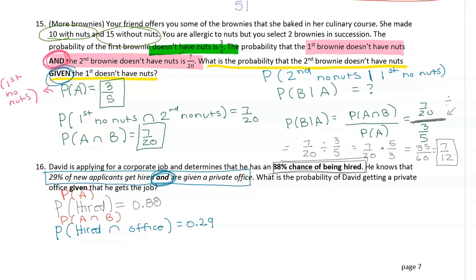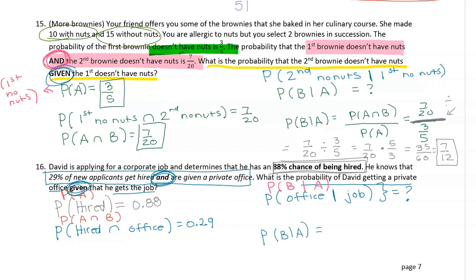Now the question is saying, what is the probability of David getting a private office given that he gets the job? We're looking for a probability of an office given he gets the job. Let's put some A's and B's in here: probability of B given A. This is the thing we don't know. So probability of B given A is going to be the probability of A and B over probability of A. We have the probability of A and B, that's our 0.29, and we have the probability of A, which is our 0.88.